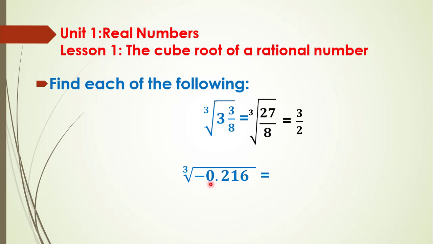At first, this is a negative number, so the result will be a negative number also. 0.216 means 216 over 1000, so I want to get the cube root of 216 over 1000. Cube root of 1000 is very easy, because 10 times 10 times 10 equals 1000, so the cube root of 1000 is 10.